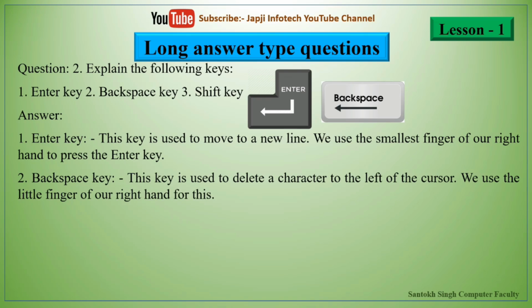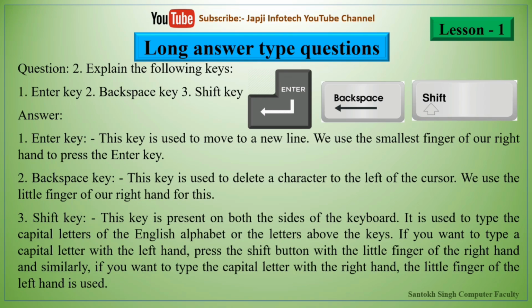The second one is the backspace key. This key is used to delete a character to the left of the cursor. We use the little finger of our right hand for this. The third one is the shift key. This key is present on both sides of the keyboard. It is used to type the capital letter of the English alphabet or the symbol above the keys.